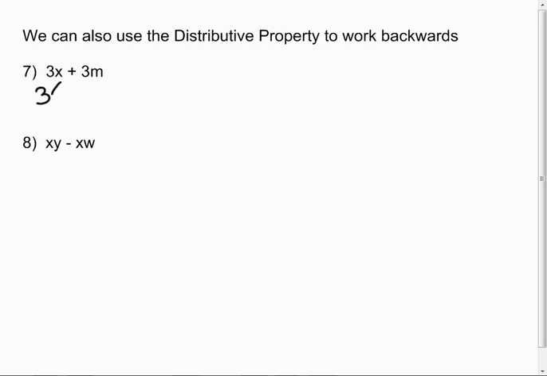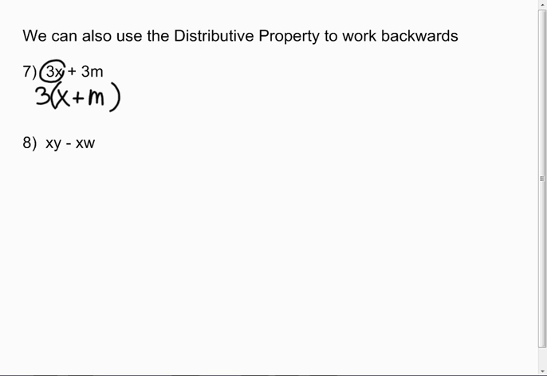3 times what would give me 3x? Well, it has to go here to make this work. How do you get 3x out of 3 and what? What letter has to go there? X. And you were saying, it can't be that easy. Math has never been that easy. It is. 3 times what gives you 3m? M.